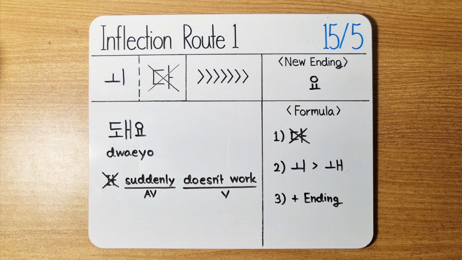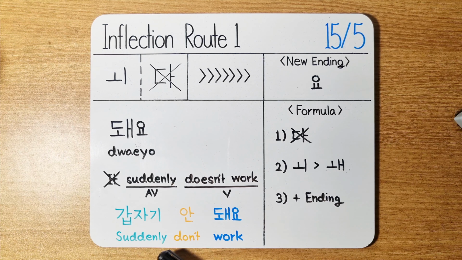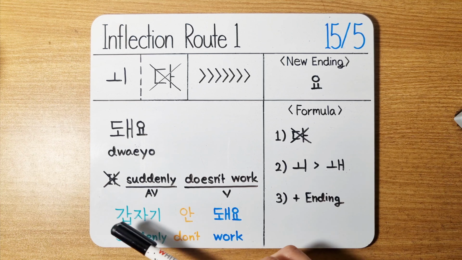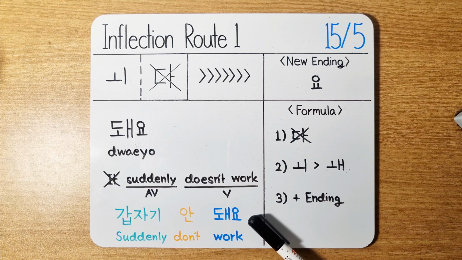So therefore, the Korean sentence will look like 갑자기, suddenly, in green, 안, don't, and of course doesn't as well, in orange, 돼요, work, in blue. So altogether, 갑자기 안 돼요, 갑자기 안 돼요.